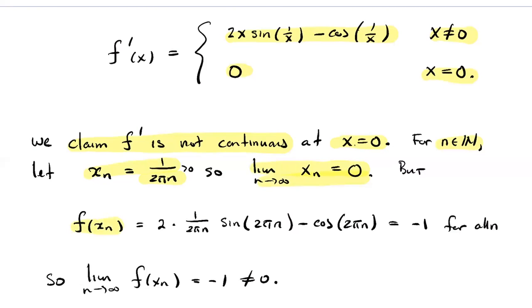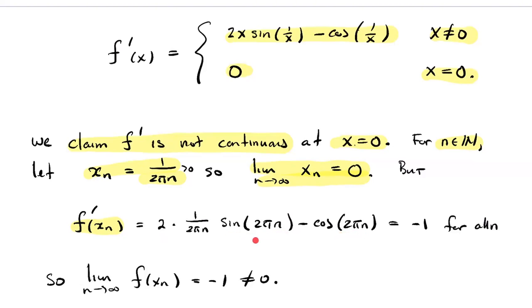But if you plug that sequence into our function, you look at the so-called image sequence. Pardon me, I'm not plugging it into the function, another typo. These notes were not carefully constructed. I'm plugging it into the derivative, f prime. Since xn is positive for every n, the formula that I'm plugging it into is the one that I'm underlining. So if I plug xn into f prime, what do I get? Well, I get 2 times xn, that's 1 over 2 pi n, times the sine of 1 over x, so that's sine of 2 pi n, and same for the cosine.